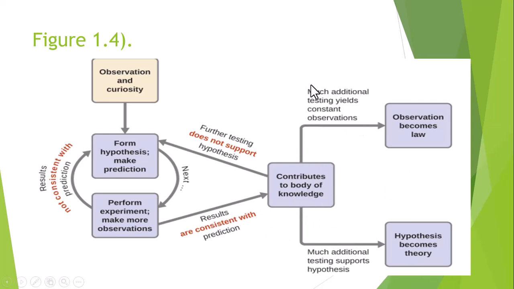We take this route. Much additional testing yields constant observations. This is true. The more you do these experiments, the more you test, the experiments yield constant observations. And then secondly, we can say the observations become law, or the hypothesis becomes the theory.